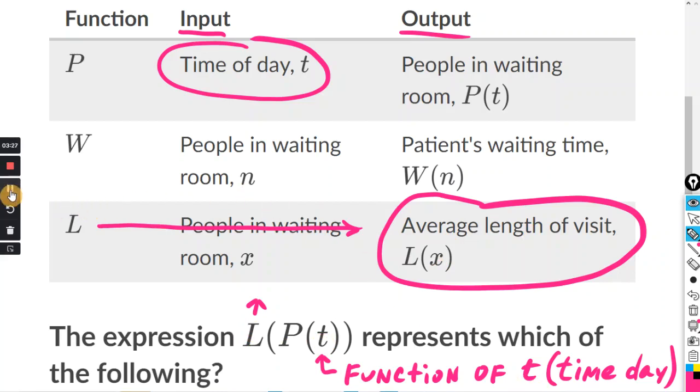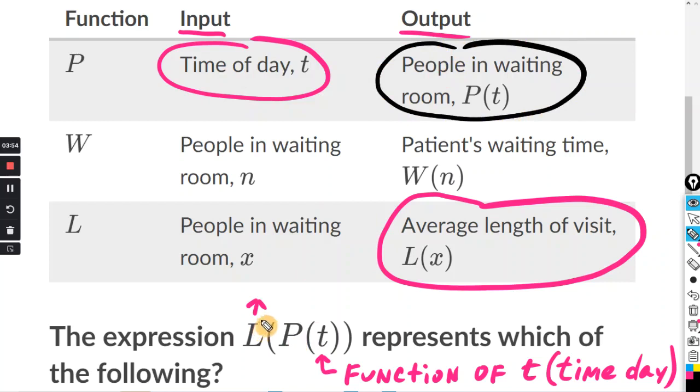Actually, one quick thing before I get to the answers. Notice the input function. I'll erase this here. Notice that the input function is P of t. All right. So you take P of t. I know it says output here because you plug in t and you get P, right? P of t, people in waiting room. But that becomes the input on the L function, okay? Because L is the output. So notice how that works.